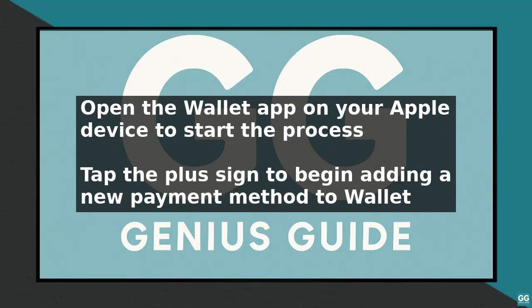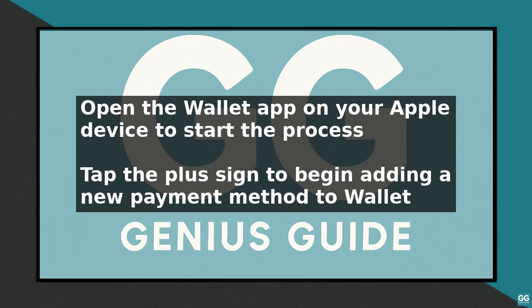To add PayPal to your Apple Wallet, start by opening the Wallet app on your Apple device. If you do not have the Wallet app, you can find it on your home screen or in the app library. Next, tap the plus sign in the top right corner of the screen to begin the process of adding a new card or payment method.